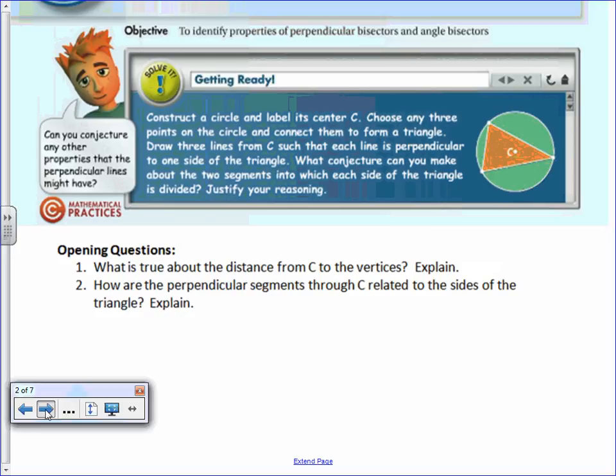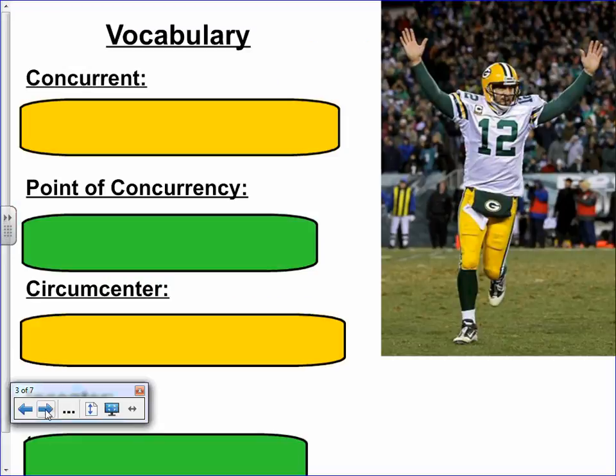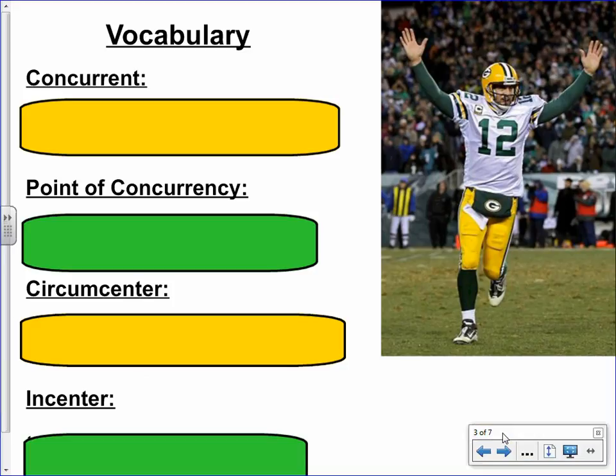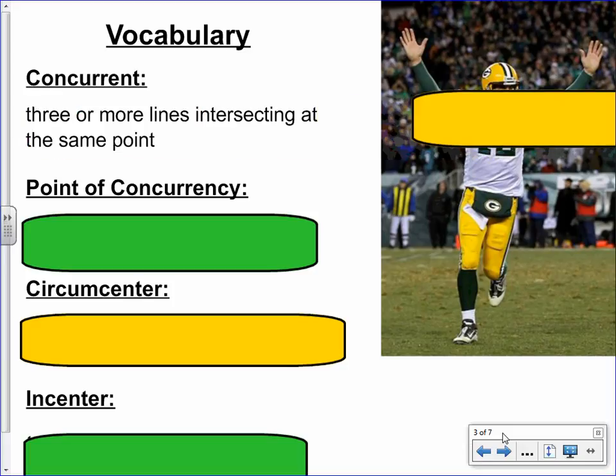Start us off with a couple of vocab words. The first one we're going to introduce you to is the word concurrent. And I'll put these into context in just a bit, but the definition, if you want to have this written down, concurrent means three or more lines intersecting at the same point. So if you have three or more lines intersecting at the same point, they are concurrent. All right?